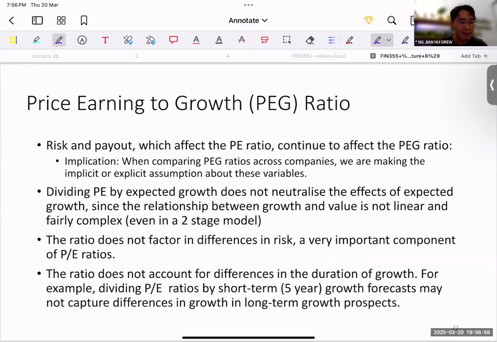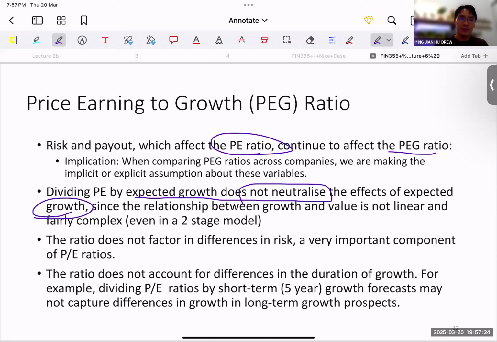So the thing is, whatever affects the PE ratio continues to affect the PEG ratio, right? So all the issues with the PE ratio, for example, earnings are easy to manipulate, earnings management, all these also affect the PEG ratio. Dividing PE by expected growth does not, okay, so this is also one issue, right? It does not naturally neutralize the effect of growth.